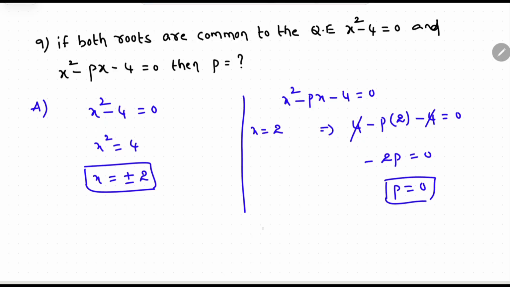If I take the x value as minus 2, okay, so 4 minus p of minus 2, okay, minus 4 equals 0. Therefore 4 cancel. So 2p equals 0. Here also we are getting the p value as 0. So p is equal to 0.